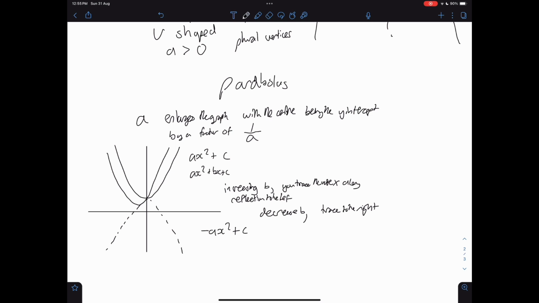So in essence, A enlarges and shrinks. B, I guess, does affect the horizontal translation, and C only affects the vertical position.